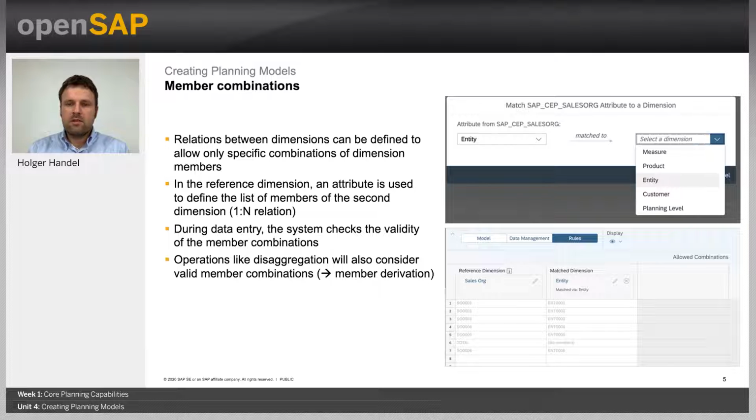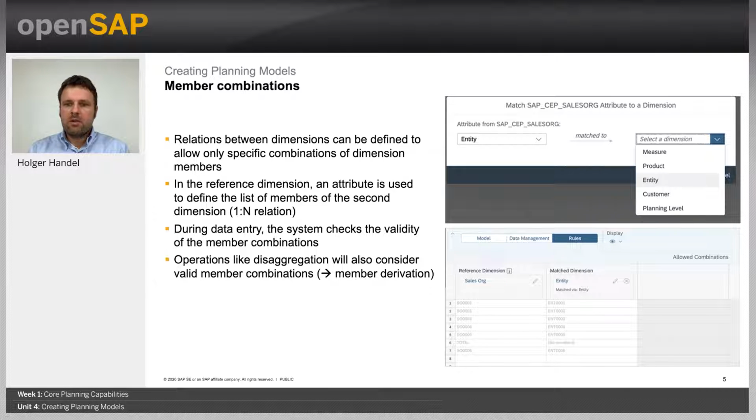In this example in the screenshot, we have the dimension sales org and entity, and typically every sales org gets an assigned entity. So each sales org belongs to a particular legal entity, but of course a legal entity can have several sales organizations. In this case, this is a so-called one-to-n relationship.